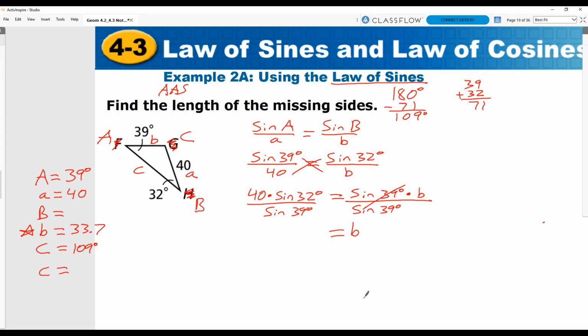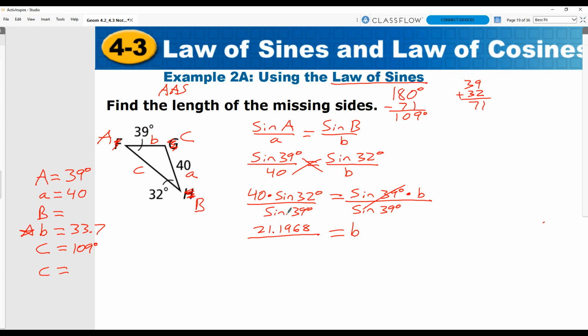If we put that in our calculator, let's check this out step by step. I'm going to do some rounding, so it's not going to come out exactly as if you leave the number in there. So we have 40 times sine of 32. That's going to get you, to the first four decimal places, 21.1968. So there's your number up on top. Underneath is just sine 39.